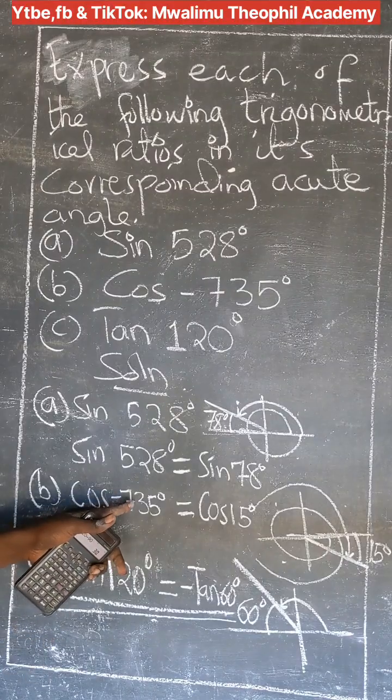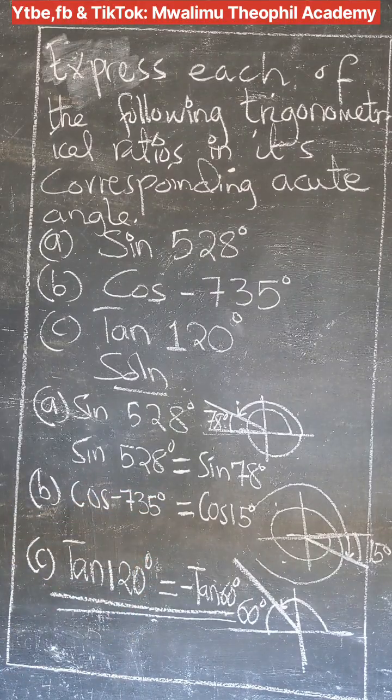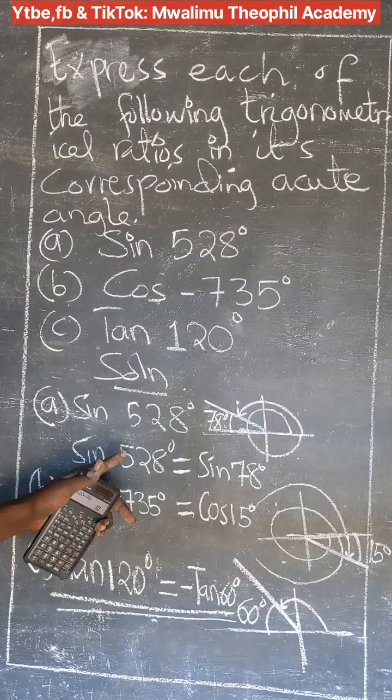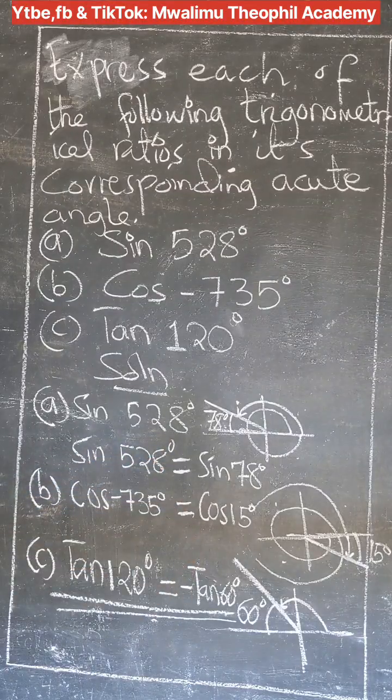Cosine of negative 735 degrees is equal to cosine of 15. Sine of 528 degrees is equal to sine of 78.